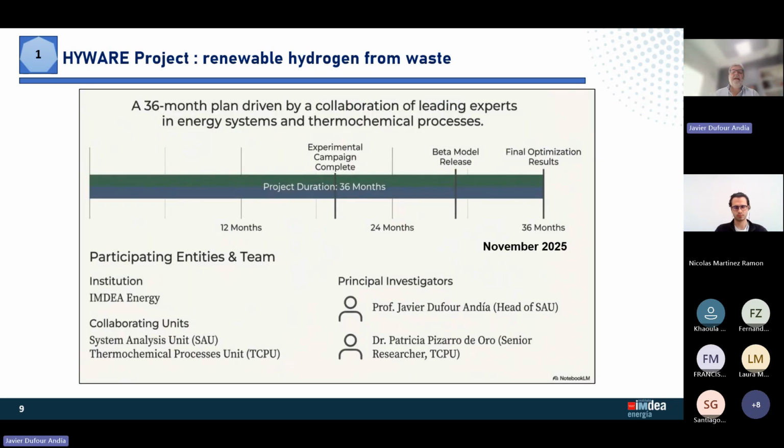This is just a general description of the project. The HYWARE project was developed at IMDEA Energy with 2 research units in collaboration, the thermochemical process unit led by my colleague, Dr. Patricia Pizarro, and by ourselves at the systems analysis unit. It was planned to last for 36 months, but it was extended for 3 extra months. That means that we finished the project last November.